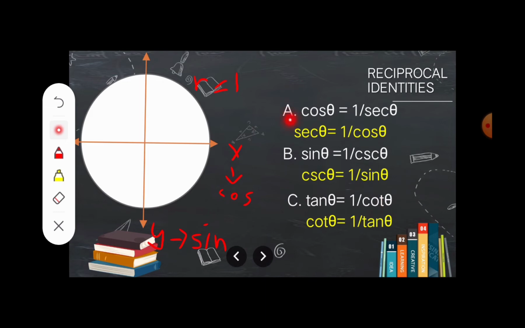So from our reciprocal identities, we can derive another identity. Let's say we have cosine theta equals 1 over secant theta. To derive, secant theta is equal to 1 over cosine theta. Sine theta is equal to 1 over cosecant theta. To derive, cosecant theta is equal to 1 over sine theta. Tangent theta equals 1 over cotangent theta. So to derive, cotangent theta is equal to 1 over tangent theta.